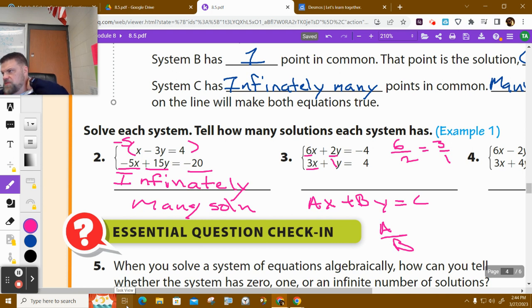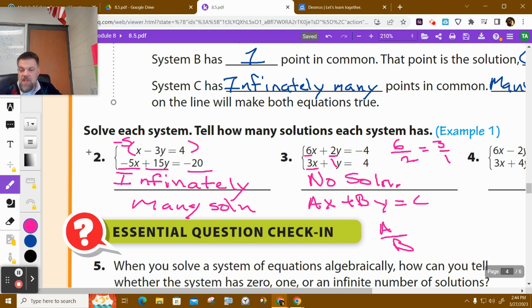I did that kind of quick. I want you guys to look at the board. I'm writing a bunch of stuff down, but look at the board. If I take 6 and divide it by 2, and then I take 3 and divide it by 1, aren't those the same? Yeah. So those are parallel lines. What do we know about parallel lines? No solutions. Now, what I've done is I've kind of figured out that they have the same slope.